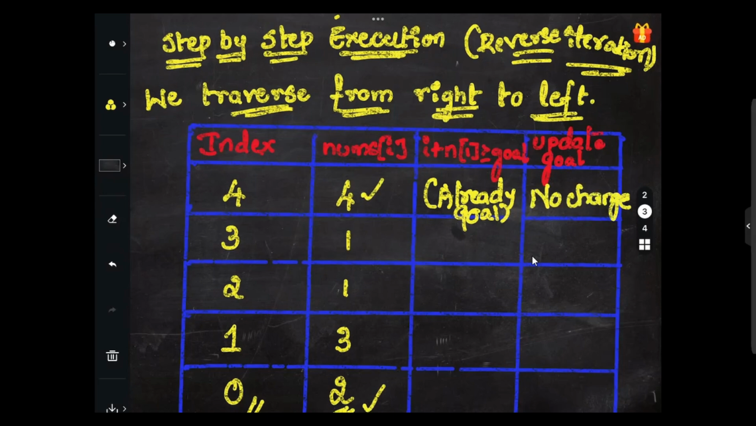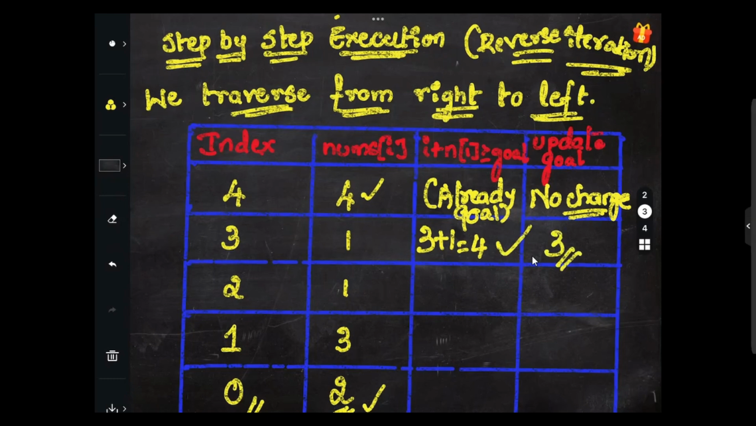So we can just write here no change, right? So here in this case 3 and 1, I plus nums of I, 3 plus 1, 4. Is 4 greater than or equal to goal or not? Yes, 4 is greater than or equal to goal in this case. So we will update the goal to 3 in this case, right?